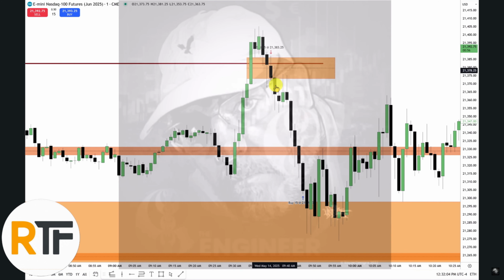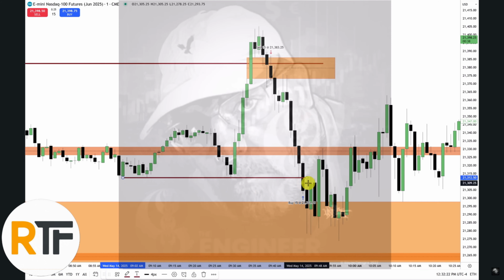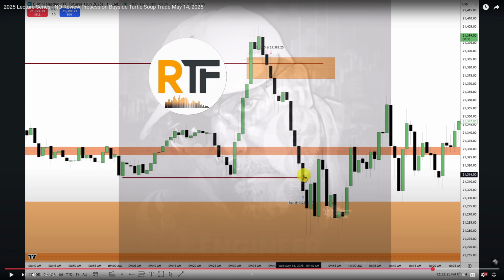Consequent encroachment. Doesn't get back to consequent encroachment, works the lower half still. Breaks. Runs for the relative equal lows in here. And you can see that being filled there, right below it, right below that line. So yeah, this one was very short, just a trade example.